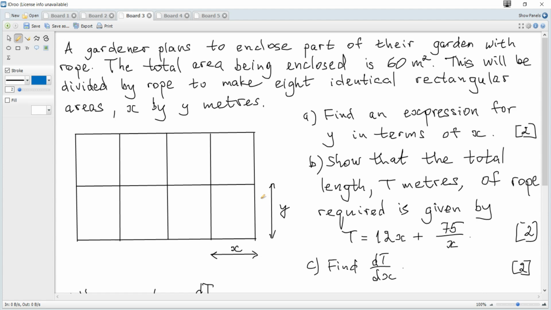A gardener plans to enclose part of their garden with rope. The total area being enclosed is 60 meters squared. This will be divided by rope to make 8 identical rectangular areas, x by y meters. Question A. Find an expression for y in terms of x.